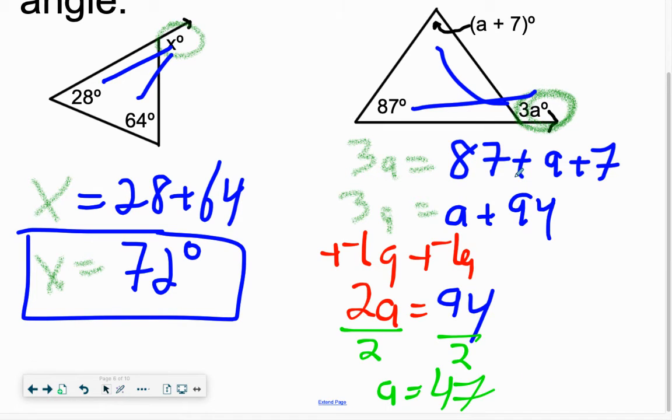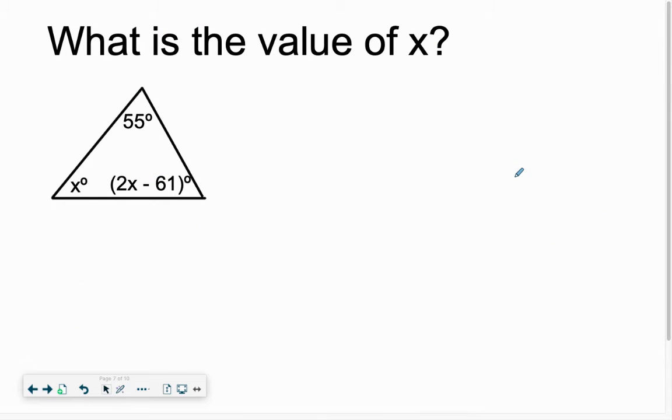It said, what's the exterior angle's measure? So now go back up here. Since we know A is 47, what is 3A? What is 3 times 47? That exterior angle is 141 degrees. Always read and answer the question. 47 is the value for A, but we need to answer the question of what's the measure of the exterior angle.